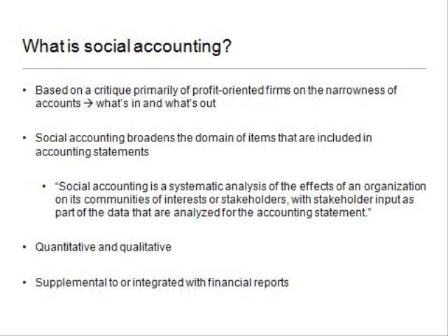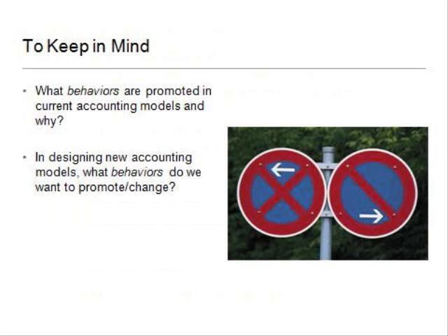We do prefer the integrated reports, where you're combining financial reports with social and environmental information so that you can place it into context. Often if you have supplemental reports that are separate from the financial reports, sometimes it's just more of a PR exercise. It's also being called greenwashing. It's just select stories that make an organization look good, but without putting it into context with its economic impacts. So something to keep in mind as we think about different accounting models and social accounting models is the behaviors that are promoted in our current accounting models and why, and then what behaviors we want to promote or change, and how we can take that into consideration in developing new models of social accounting.